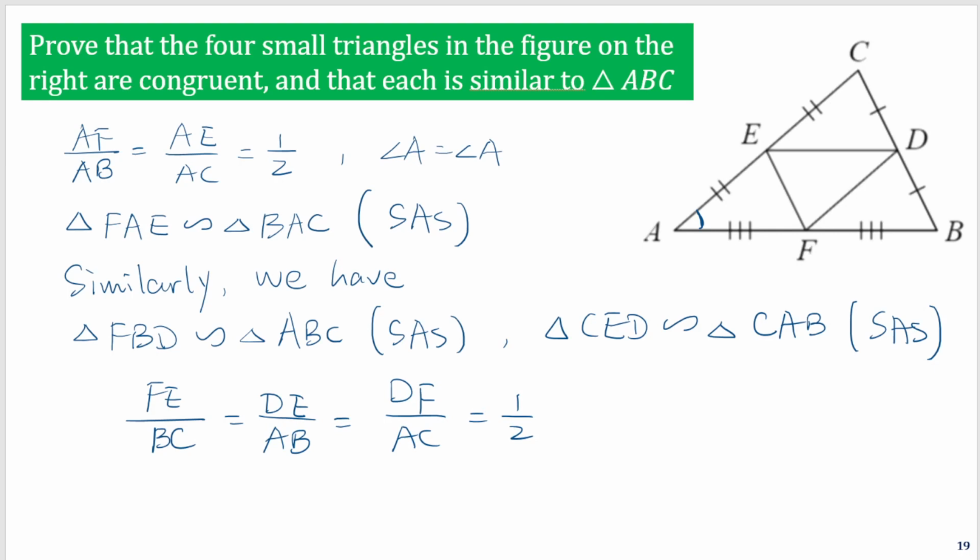If you have the same ratios here, of course you can prove triangle DEF is similar to triangle ABC by SSS, right? 3 pairs of proportional sides. And since all 4 little triangles are similar to triangle ABC with the same side ratio, of course the 4 little triangles must be congruent, right?